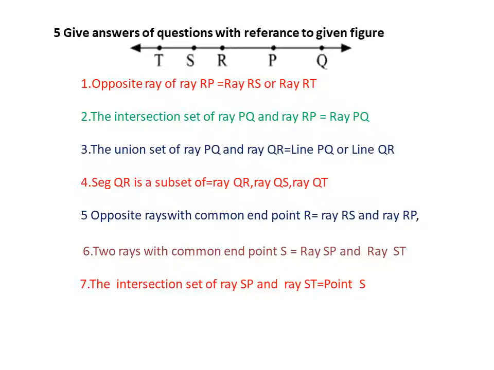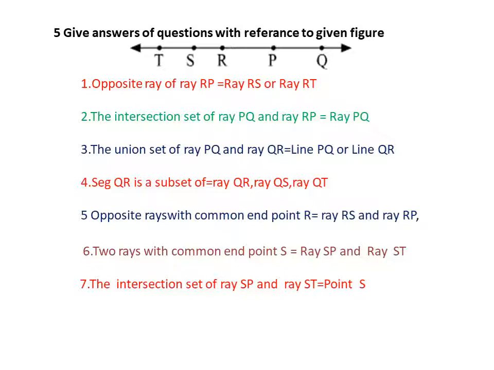Now, two rays with common endpoint S. Starting from point S, which are the two rays? Ray SR, ray SP, ray ST, like that. That means common endpoint. Here they didn't ask only for the opposite rays. Therefore you may take ray SR, ray SP, ray SQ or ray ST. Only remember its starting point, origin, is S there.